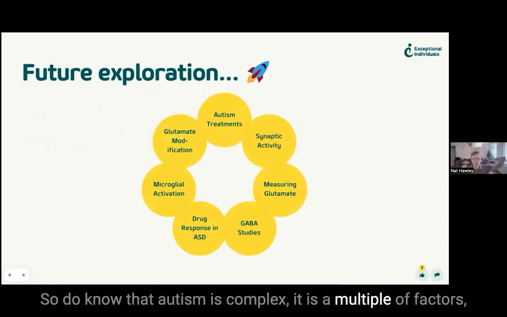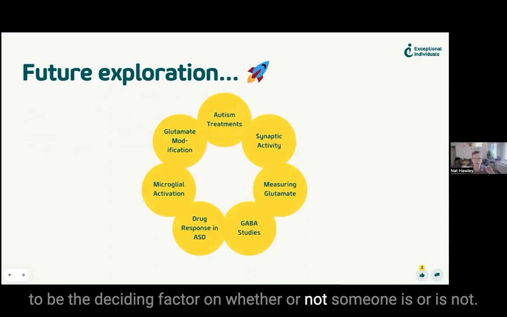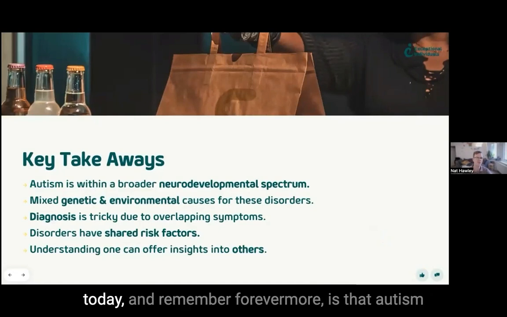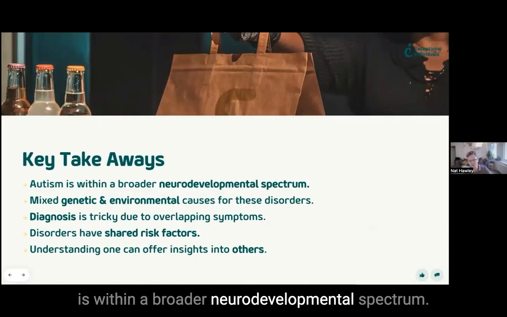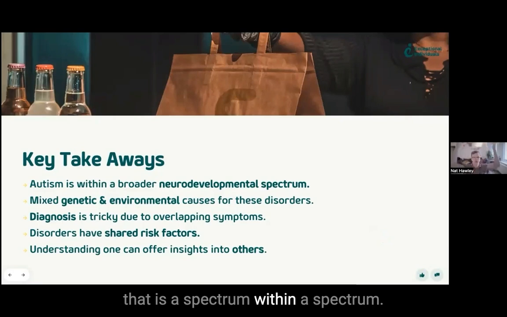It is a multiple of factors, and one singular thing that someone does probably isn't going to be the deciding factor on whether or not someone is or is not. The key takeaways that you can take away with you today and remember forevermore is that autism is within a broader neurodevelopmental spectrum. So we talk about autism being a spectrum. That is a spectrum within a spectrum.